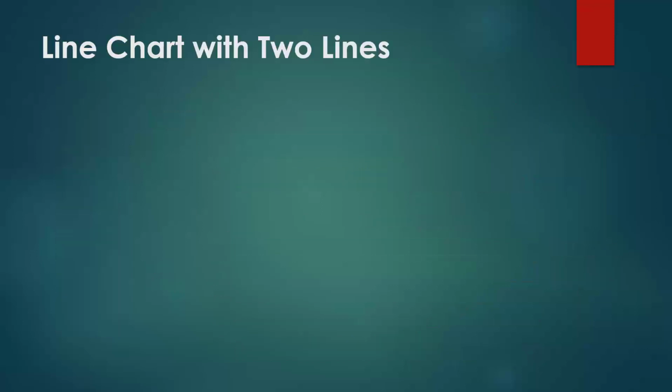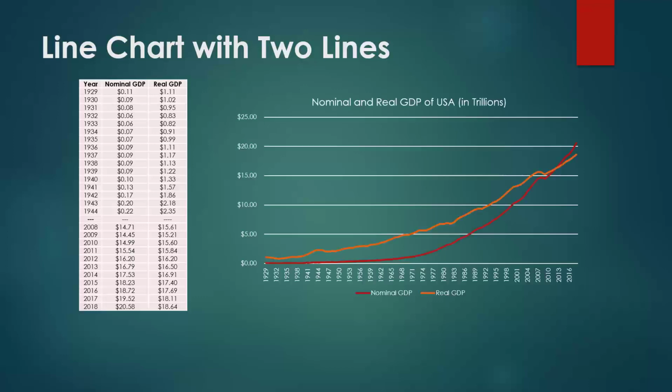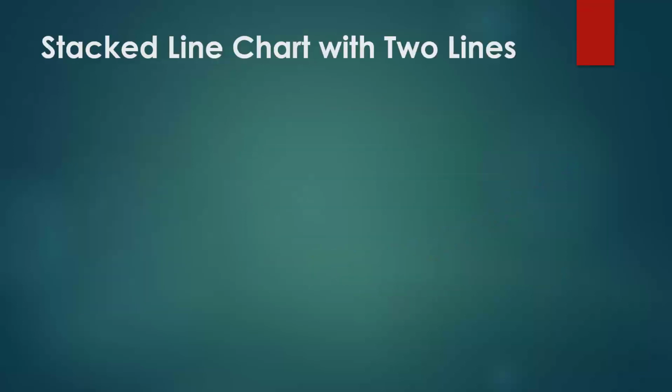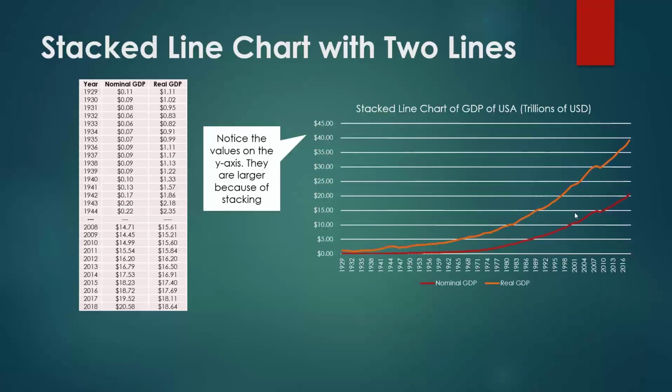Now we can have two quantitative variables. This time we have nominal GDP and real GDP. So we have two lines. And we have a legend to show which one is which. We can do a stacked line chart for the same data. This is a stacked line chart. So notice that the values here are going up to 45 trillion, whereas these values are like 20 and 18.